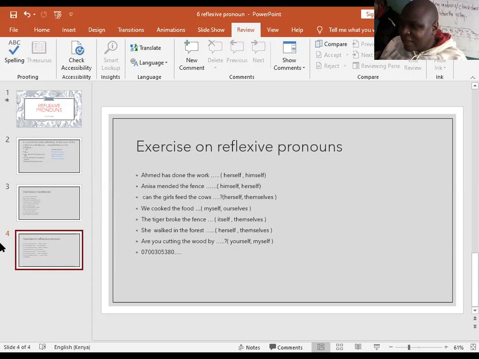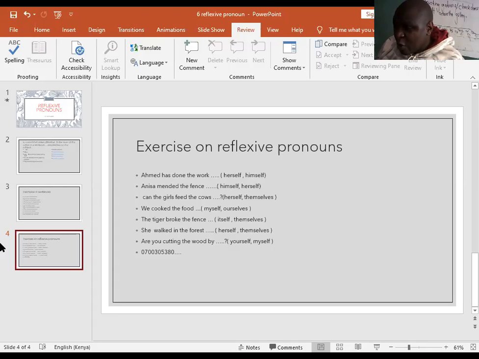So can the girls feed the cows? Now, in this case, the girls are plural. The word girls is plural. So you should know which pronoun to use when you are referring to plurals. I've given you 2 answers there, herself and themselves. If you followed the lesson while I was giving examples in sentences, a question like question number 3 should not trouble you whatsoever. You should definitely know that the word girls is plural, and which is the plural reflexive pronoun for third person plural, which is they.